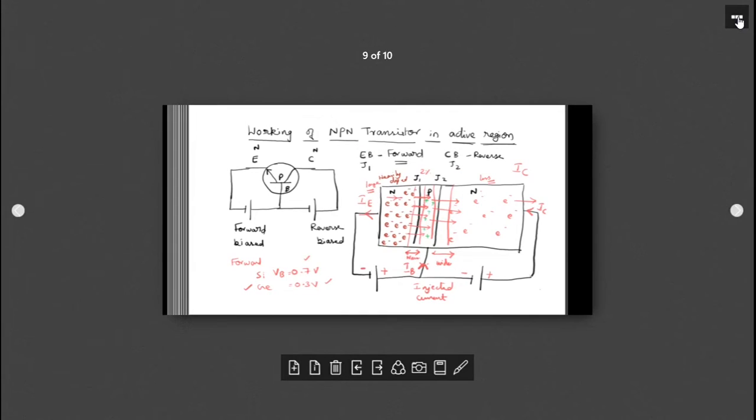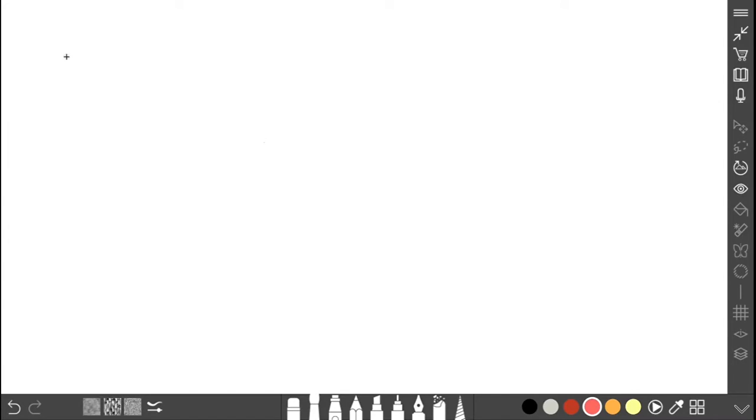First you have to draw the diagram and then explain. What is the first point? Depending upon the active region, we have to give the connections. The first one is that the EB junction is to be forward biased. And then the collector base junction is reverse biased.